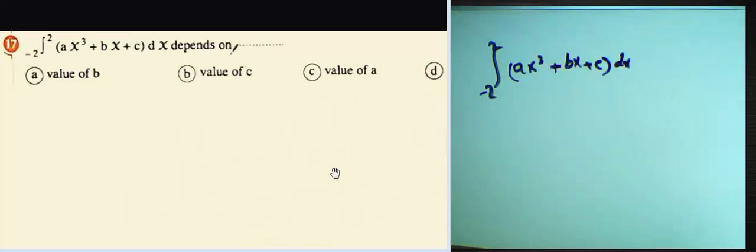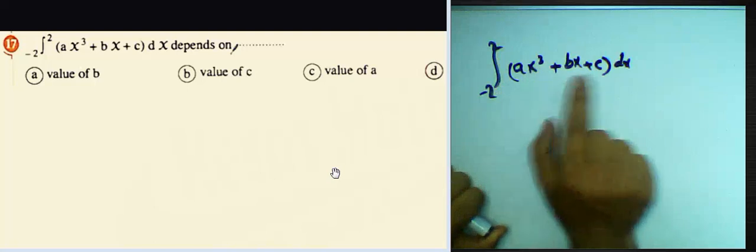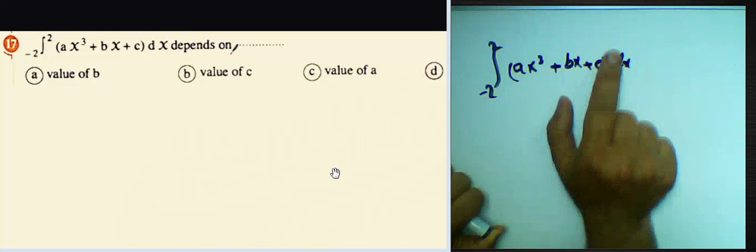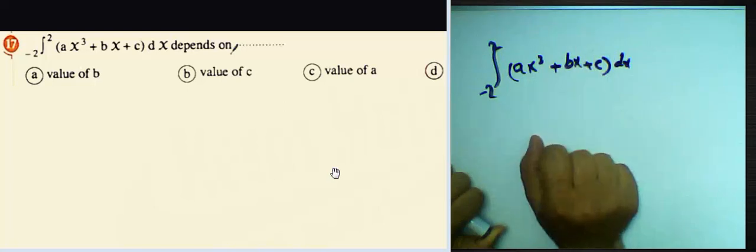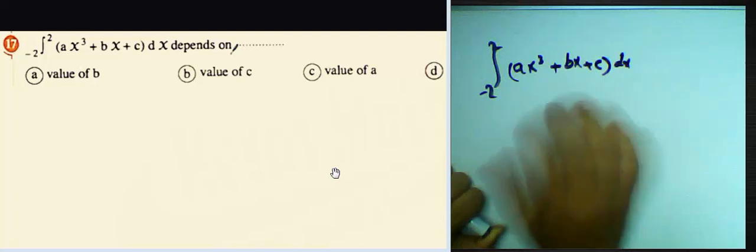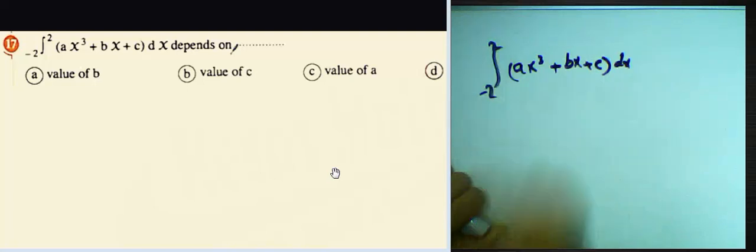Integration from -2 to 2 of x power 3 plus px plus a constant: it depends on the constant here. Because if the constant equals 0, this function will be odd. So the result will be 0 if this function is odd, because the limits are -2 to 2. So this example depends on the value of c. The value of c, choose letter B.